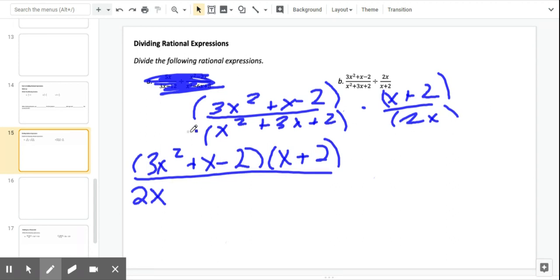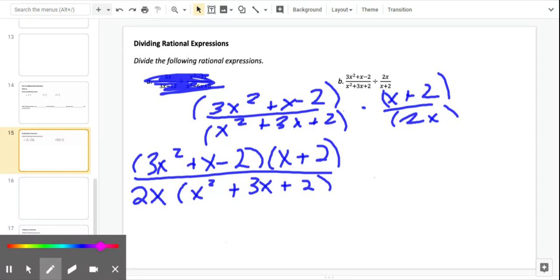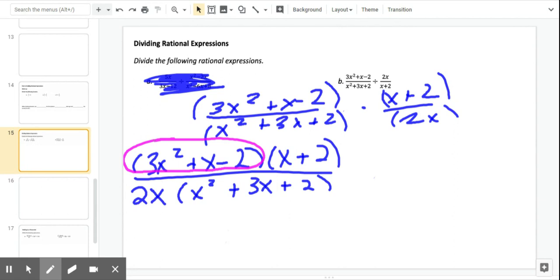So 2x I'm going to put in front of this, and then we have 2x times x squared plus 3x plus 2. All right, so something a little funny here. We have a trinomial here where a is greater than 1. So we have a 3 here. Now, in this section, I'm not going to ask you to do this for now, but I do want to quickly go over how we factor this because you're going to need it for your final.